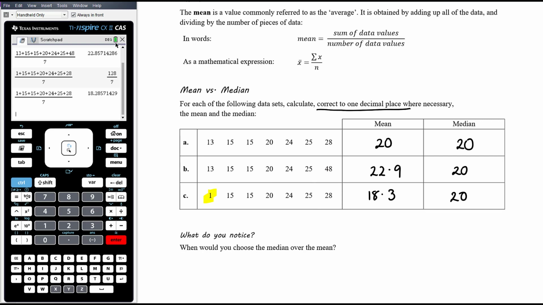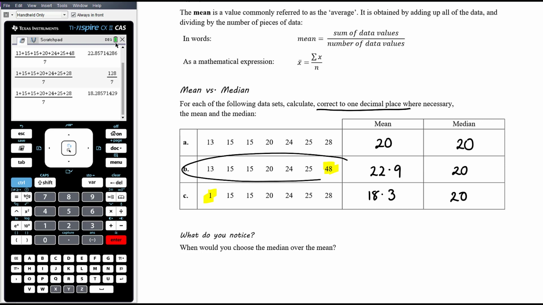Similarly, in part C, when we change the minimum value to something quite a lot lower, it's not as much of an outlier as 48 was in part B, but it possibly is still an outlier. What we see again is it has an impact on the mean. So the median remains unchanged when we introduce an outlier to the data set, but the mean changes. It's going to pull the mean down this way because you've got a smaller value in your data set. So when you add up all of your data values, it's adding up to a smaller value, and therefore when you divide by 7, you're getting a smaller value.